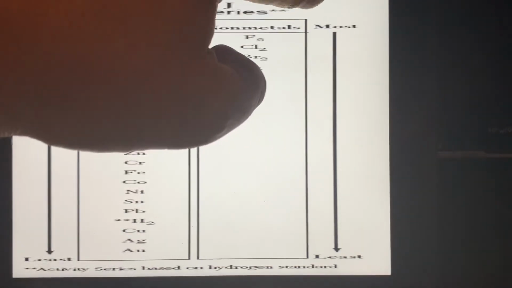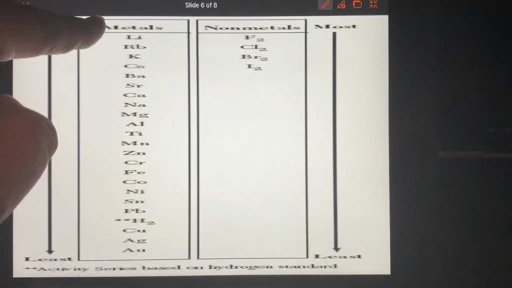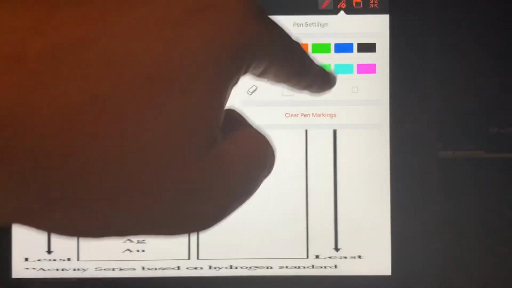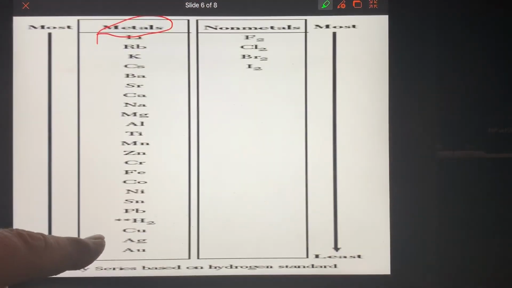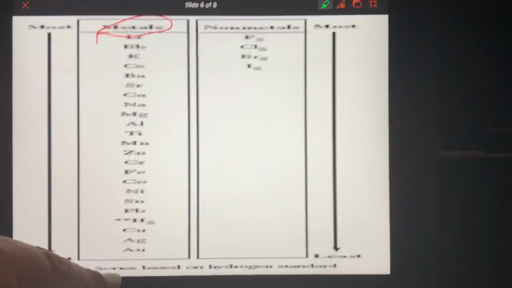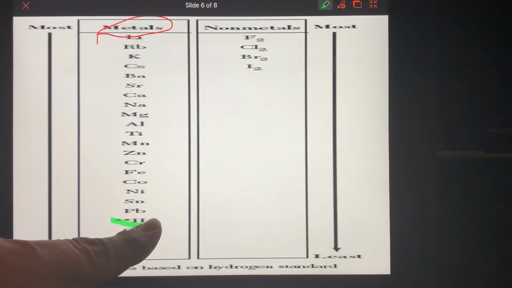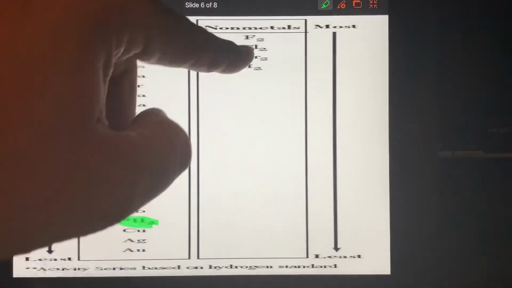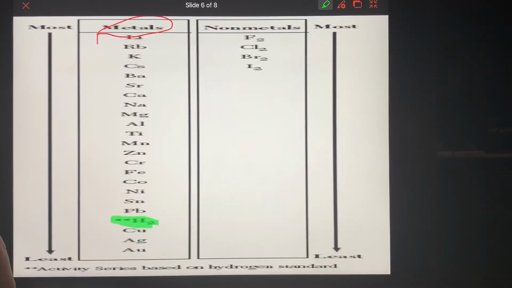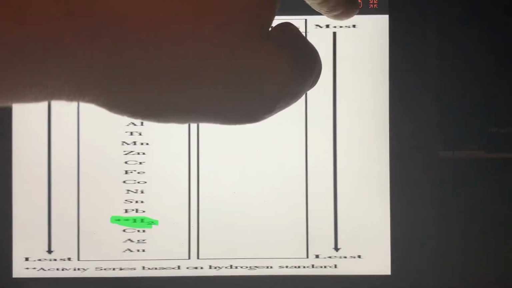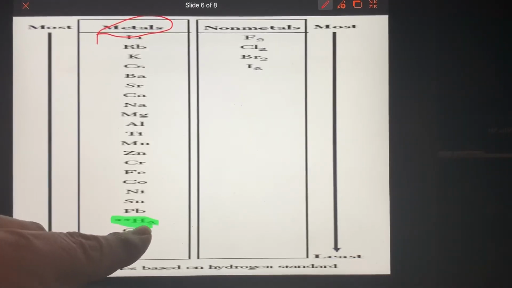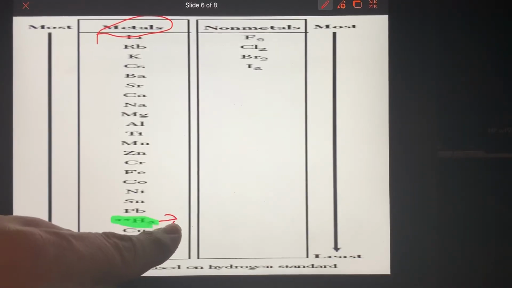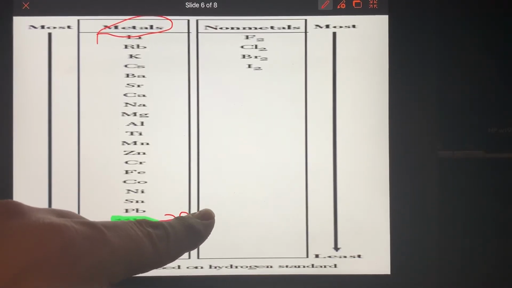But there's a guy over here that's strange. He's not a metal. See how it says metals here? There's an element here that's not a metal, but yet it's on the metal side. That's right, H2. H2 is a non-metal. Why is it on the metal side? Well, we learned in day one that whenever you combine an acid with a metal, you're going to produce hydrogen gas. So this guy is the acid.